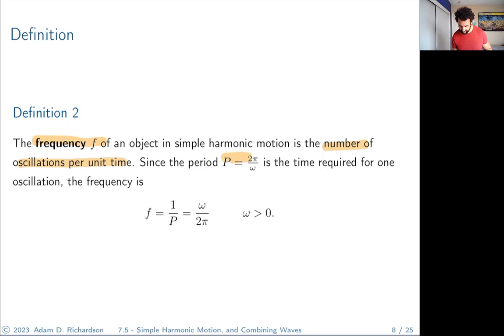Now, remember that the period of a sinusoidal function is given by 2 pi over omega. The period is the time required for one oscillation. So if you go back and dig into that old idea, that's what the period is, the time required for one complete oscillation to occur. That means the frequency is just the inverse of 2 pi over omega, the reciprocal. So the frequency is omega over 2 pi. And that's pretty much it. The period is 2 pi over omega, so the frequency of the object is the reciprocal of that result, omega over 2 pi. And we're assuming omega is positive here just for convenience.